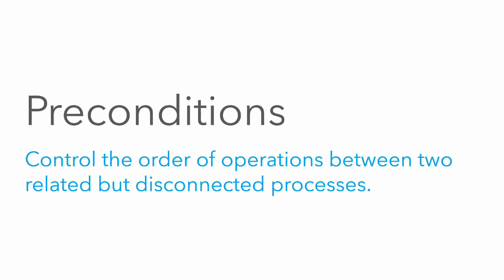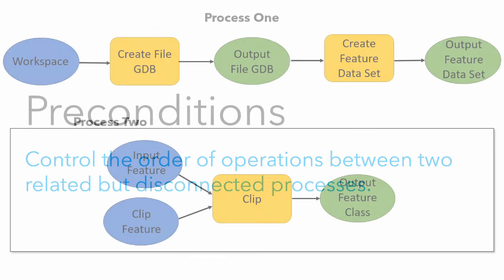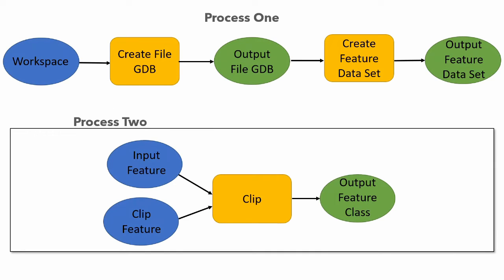A process can be made to run after another process by making the output of that first process a precondition to the second process. Any variable can be made a precondition to the tool execution, and any tool can have more than one precondition. So here is an example.